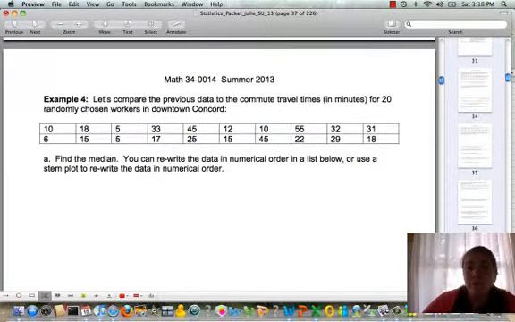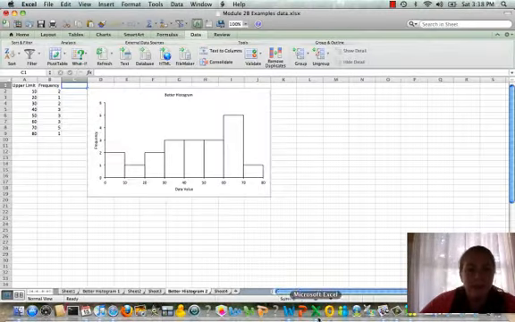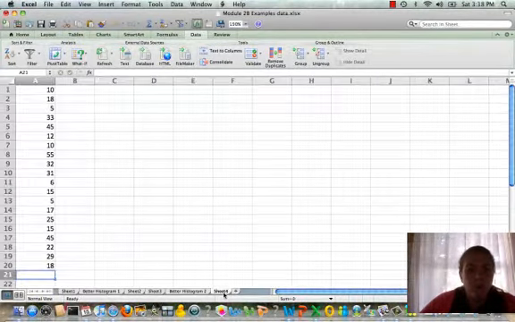Okay, this is example 4 on page 37 now. So here we're going to compare commute times for randomly chosen workers in downtown Concord. And so Concord may be a place where people live closer to their job. We'll find out looking at the data.